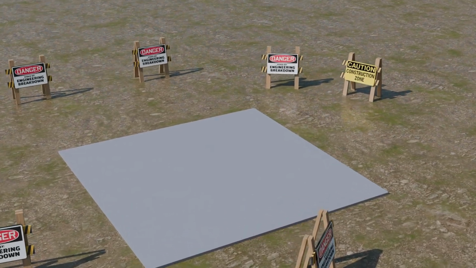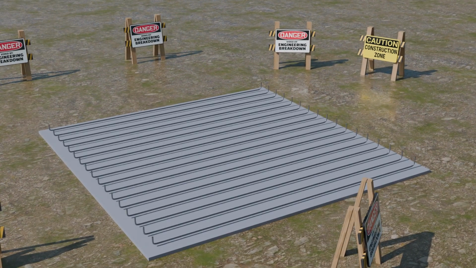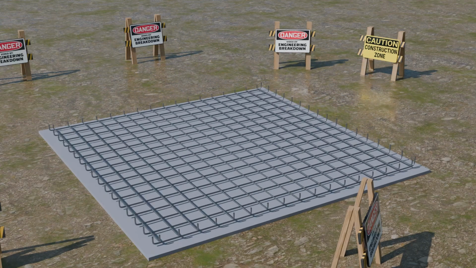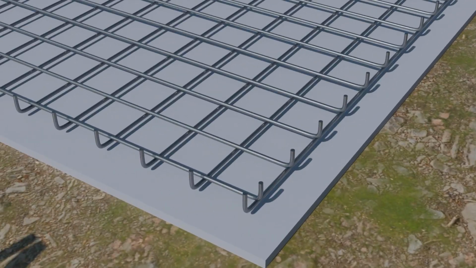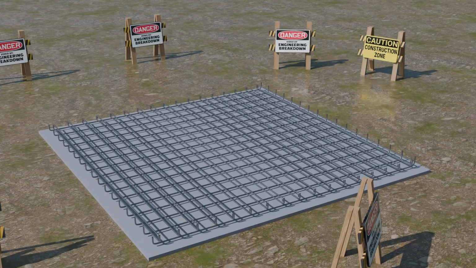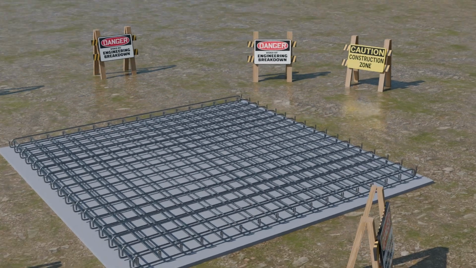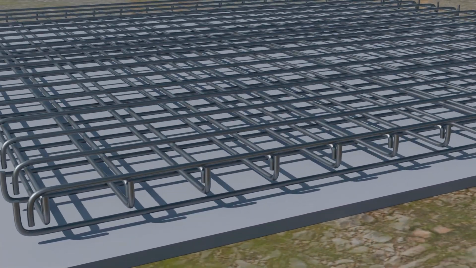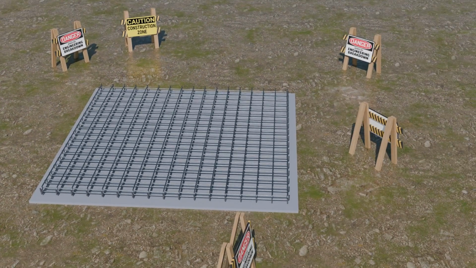Next, the bottom layer of reinforcement is placed in both directions for the base slab, forming the primary tensile support at the underside. After that, the top layer of reinforcement is installed in both directions to complete the slab reinforcement, ensuring the slab can resist bending and cracking from loads and soil pressure.